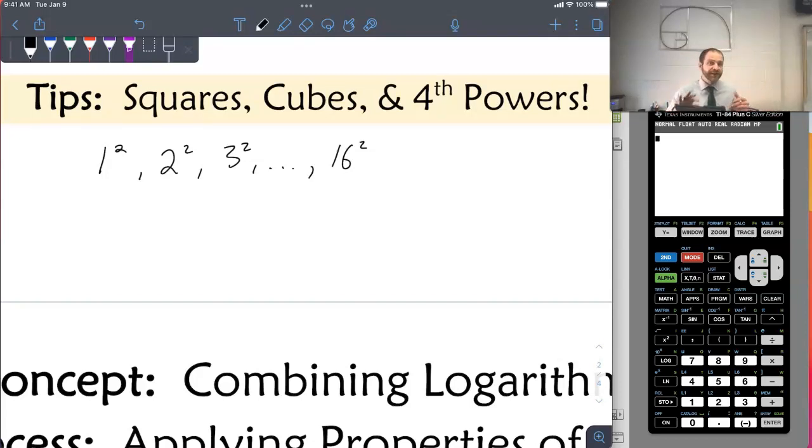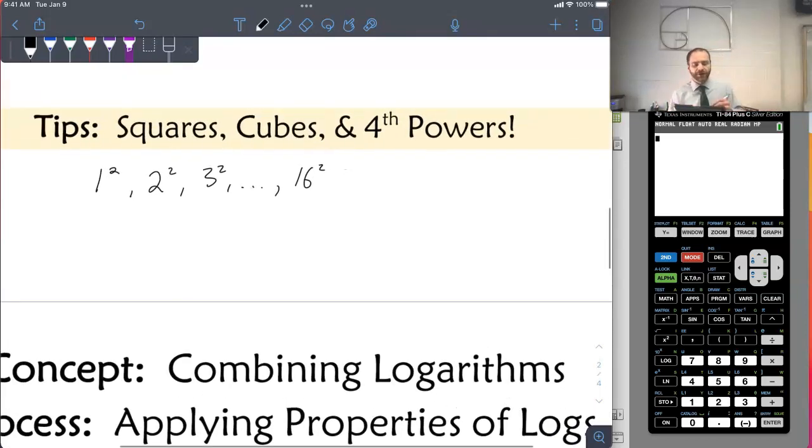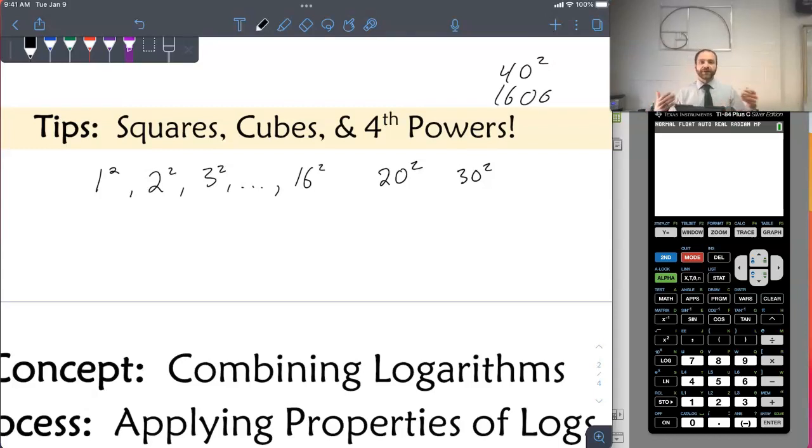Now, some other ones that, besides that, you should probably know: anything that ends in a 0, you should really know what it squared is. So 20 squared, 30 squared, 40 squared, 50 squared, that should be possible as well. If I know what 4 squared is, 16, I'm going to add on 2 zeros because I'm really squaring a tens place, so it'd be 1600. 5 squared is 25, so for 50 squared, I'm going to add on 2 zeros, it's 2500.